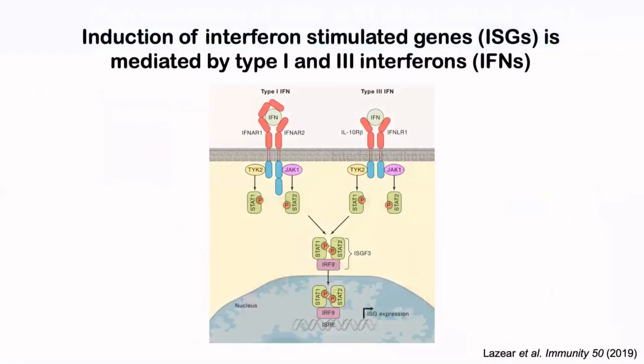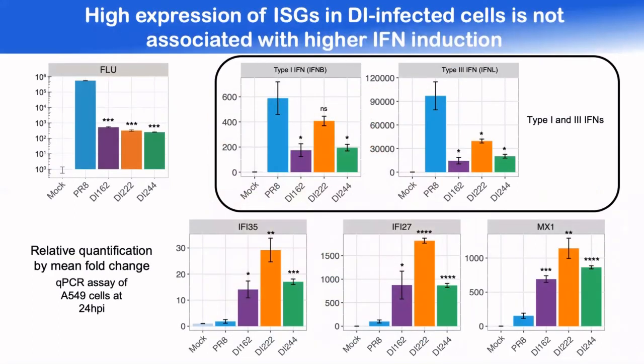Now, induction of ISGs is normally mediated by type 1 and type 3 interferons, but what we observed here is that they seem to be independent of that. So even in cells with a low expression of interferons, you would get a high expression of the ISGs.